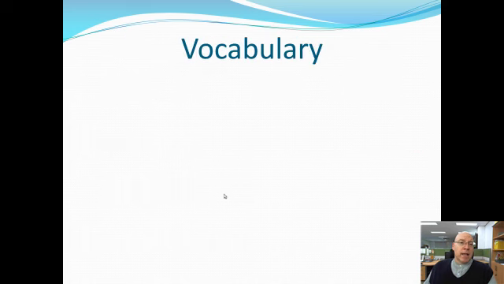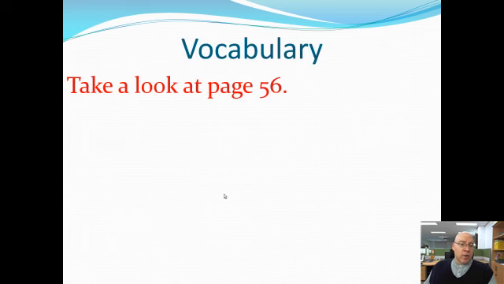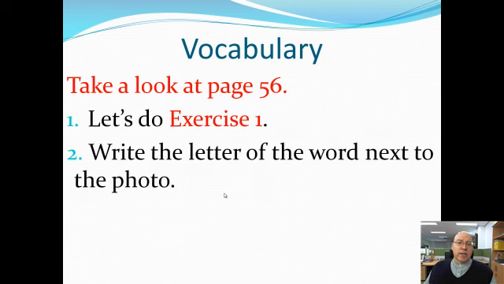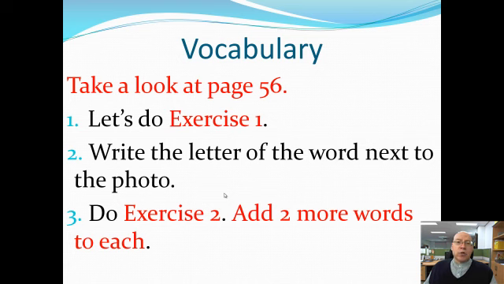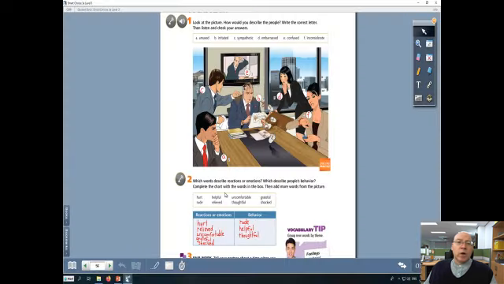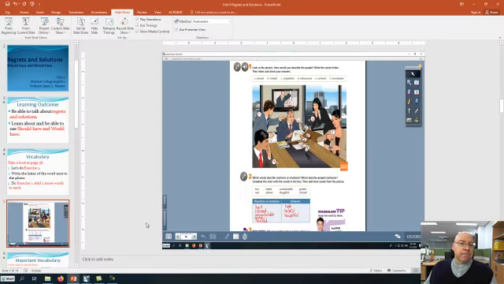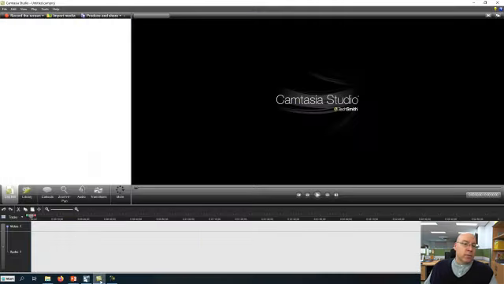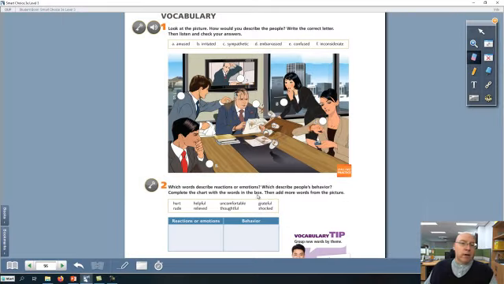Okay, and let's go over our vocabulary. So open up your books to page 56, please. We're going to go over exercise 1 and exercise 2 and build our vocabulary a little bit. Okay, because we want to build our vocabulary. Vocabulary is good. Okay, so let's jump into this. Wrong one. Okay, so here's our page 56.